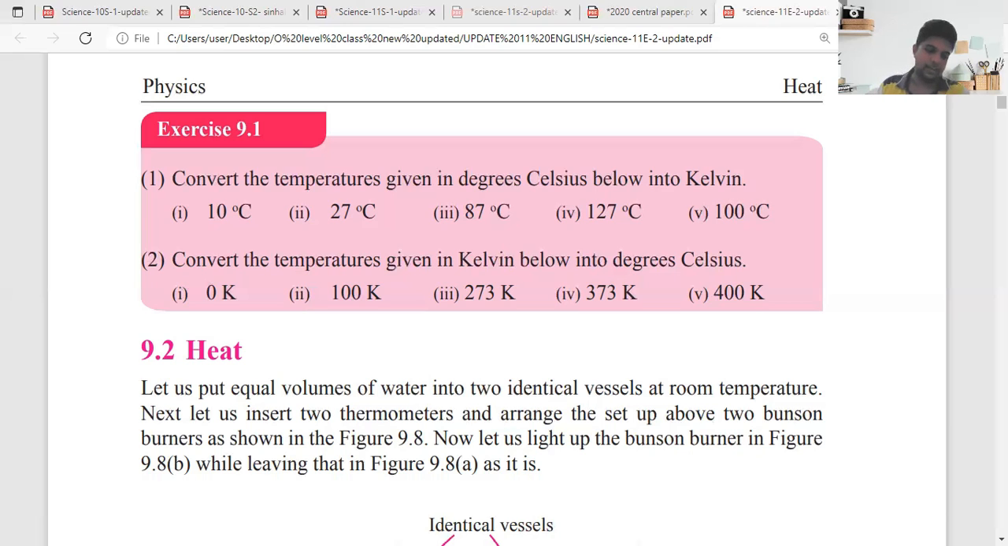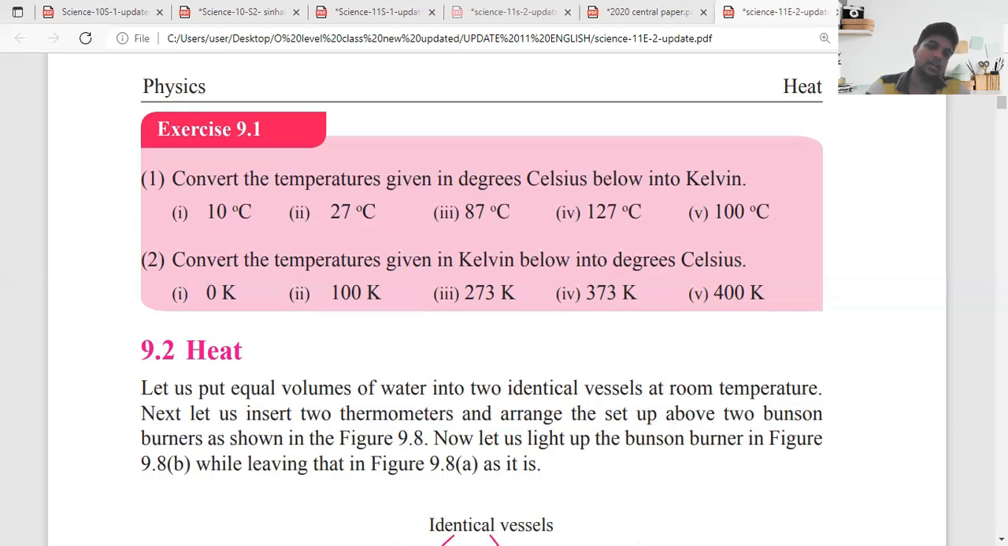283 Kelvin. Sorry, okay. Second one. 300 Kelvin. Okay. Third one. 360 Kelvin. Sorry. Fourth one. 400 Kelvin. Very good. Fifth one. 373 Kelvin. Very good. Nice.